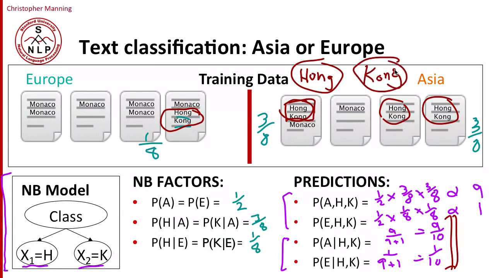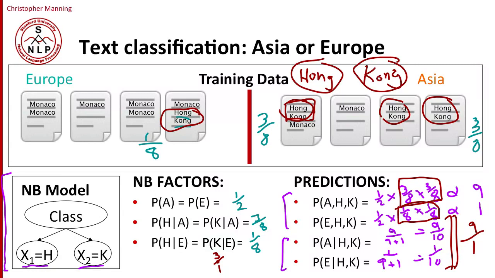And so it counts the evidence for each one separately, and so that's precisely where you're getting these 3/8 times 3/8 and 1/8 times 1/8, and that ends up with you having this odds ratio of 9 to 1 in favor of Asia, whereas previously when you had the document with just Monaco you had a ratio of 3 to 1. So you're sort of multiplying in an odds factor of 3 for each repeated instance of the word.